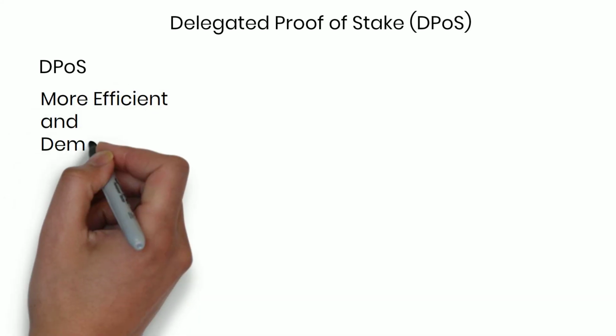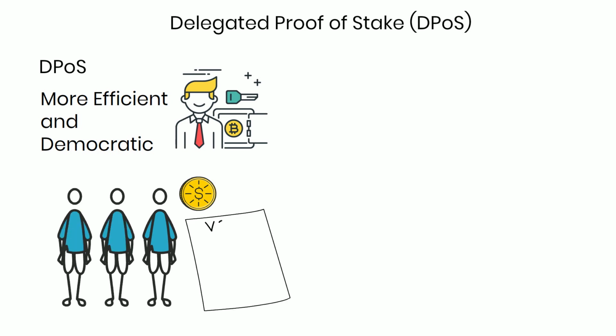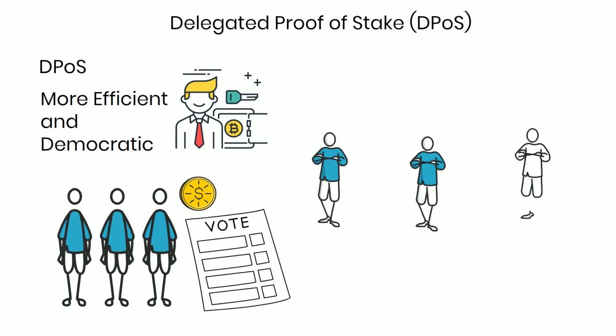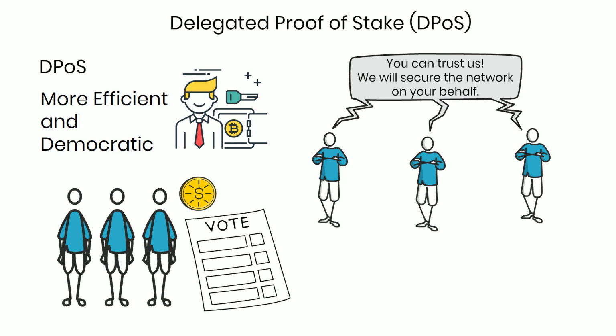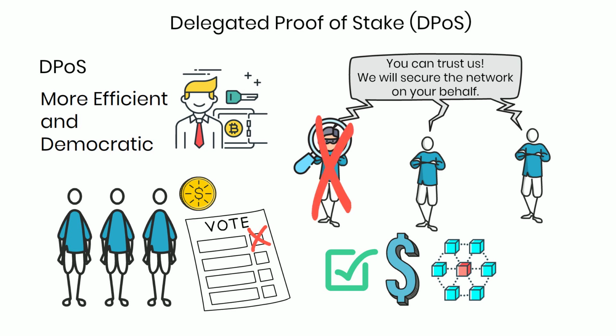Finally, there is another thing called delegated proof of stake, DPoS for short. DPoS works similar to proof of stake, but more efficient and democratic than its cousin proof of stake. Coin holders vote for delegates they trust that will secure the network on their behalf. These delegates are responsible for validating new blocks. They are rewarded for adding blocks to the blockchain. If a delegate misbehaves, the voters can vote the delegate off and replace them at any time.